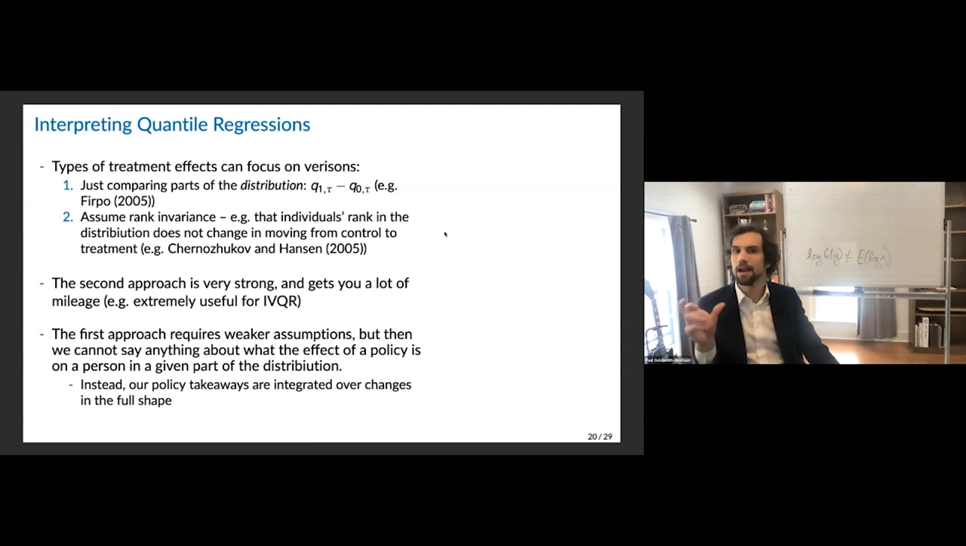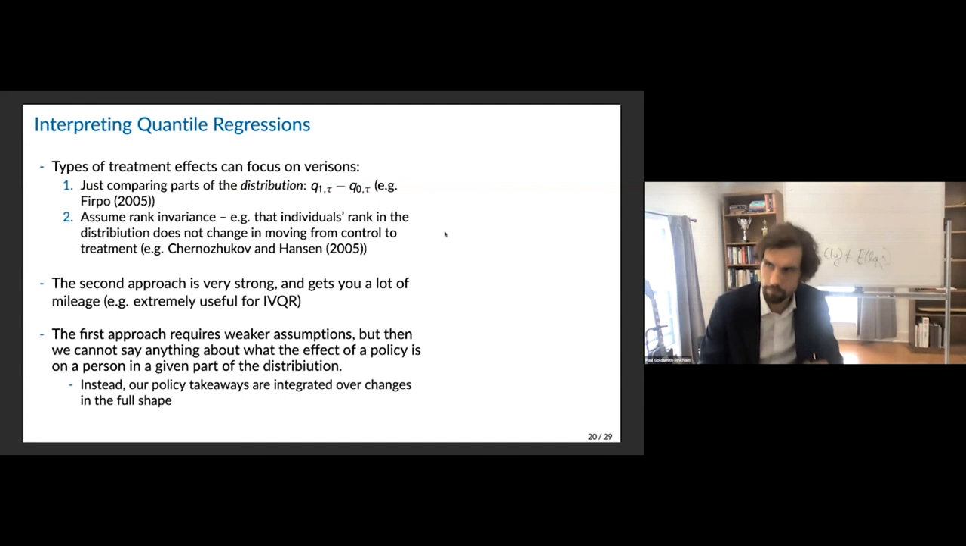But rather what we're saying is, well, what is the effect? What is basically the quantile under the treatment regime at, say, tau equals 0.75 versus the quantile in the control regime at the same point in the distribution? So this is what Firpo does in his 2005 paper. This is pretty common. This is really just saying, let's compare parts of the distribution. And that ends up having a lot of power, in the sense that you can do a lot once you're willing to only be talking about those things.